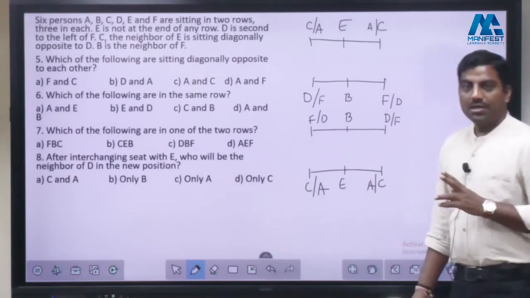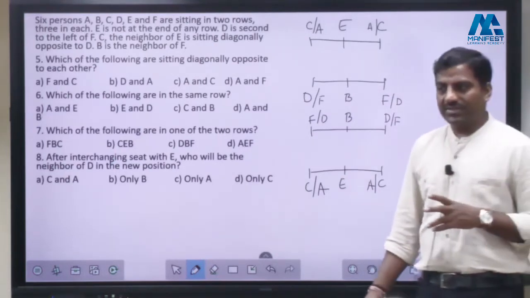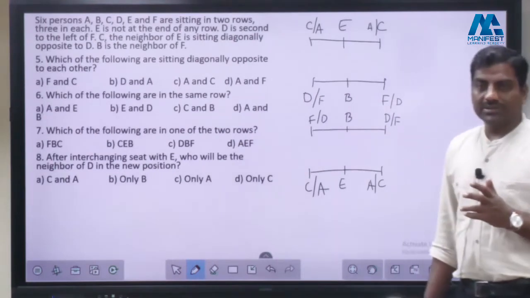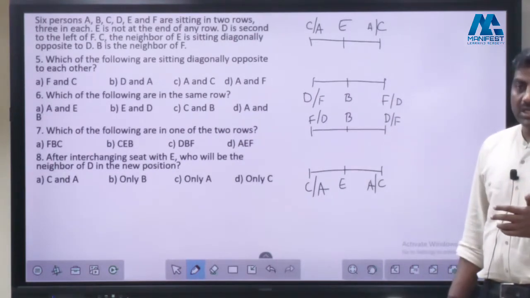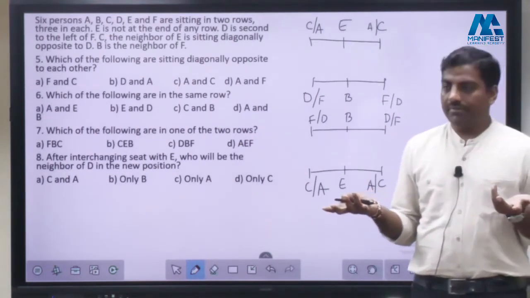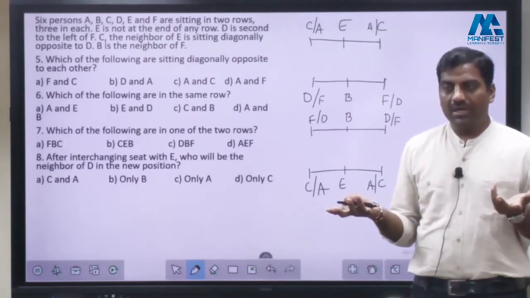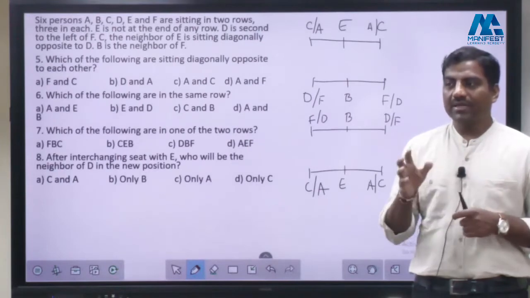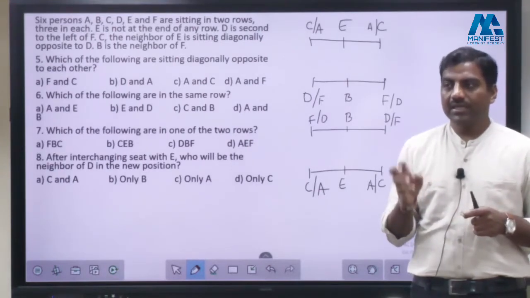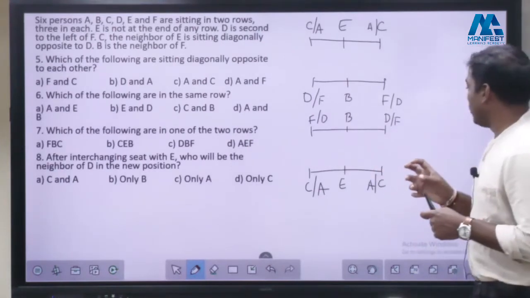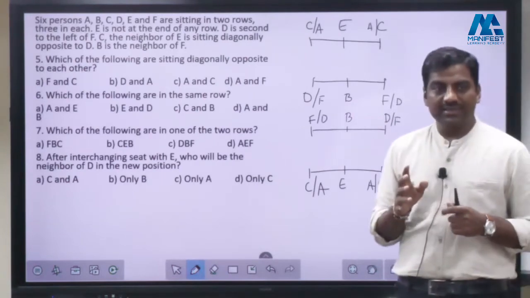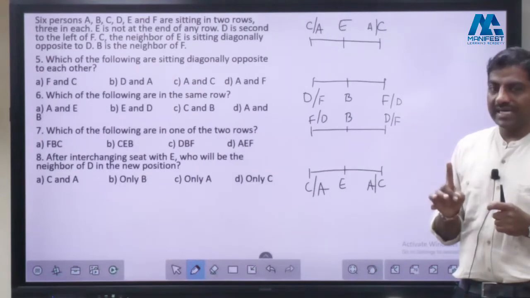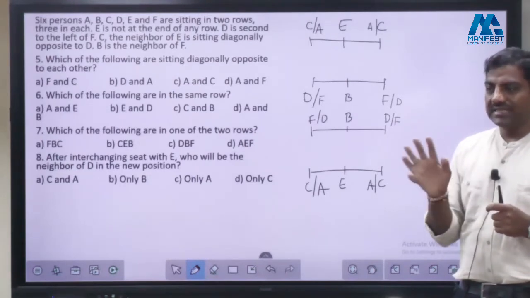This is the thing. B and E's positions are fixed. C and A are at extremes. D and F are at extremes. What position they are at, we know, but their directions we don't know. Only here the concluding evidence is B and E are at the centers. Other people are at extremes. D and F are on a single side. A and C are on a single side.